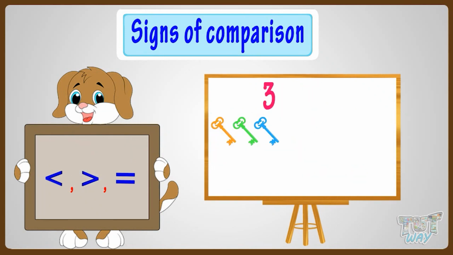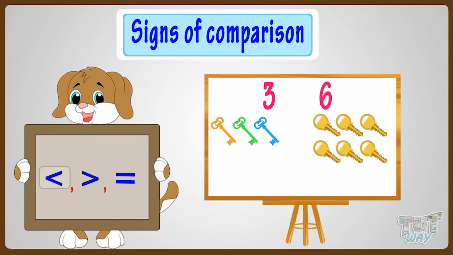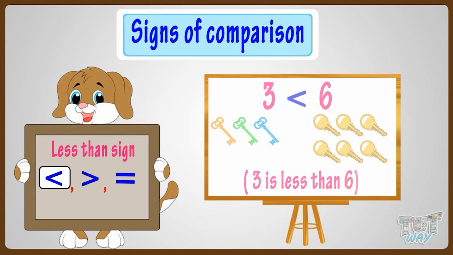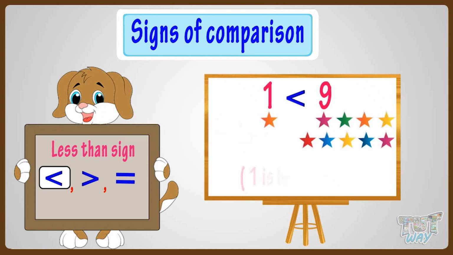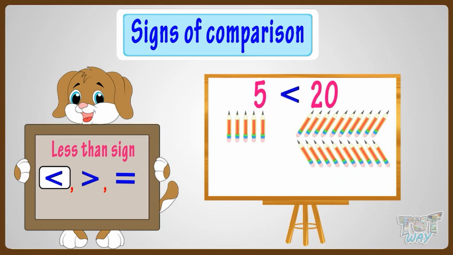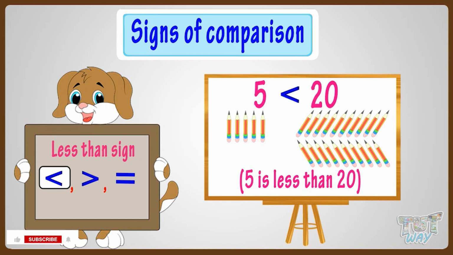And when a number is smaller than the other number, we use less than sign, like this. 3 is less than 6. 1 is less than 9. 5 is less than 20. Good.